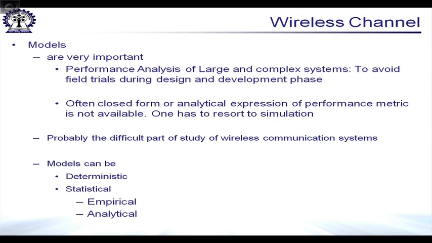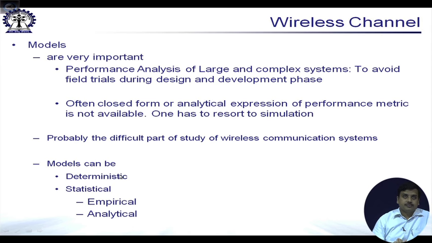Models can be deterministic, they can be statistical. By deterministic, we mean we solve EM equations for every surface that the wave hits, whether it gets refracted, reflected, diffracted or even scattered, and we account for the cumulative effect of these phenomena at the receiver, which could give rise to fluctuation of signal strength across time, frequency and space. These models are very, very complex in nature. It requires a huge amount of signal processing.